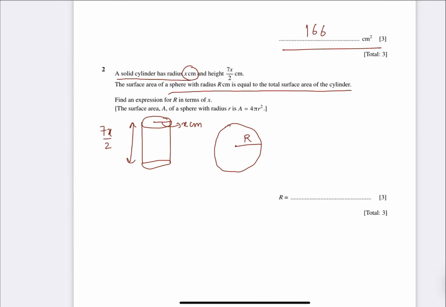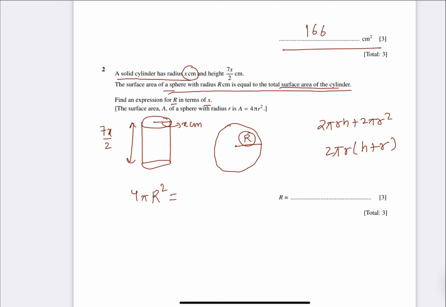First, try to know what the question is saying. Try to decode the question as much as you can and write it down on the paper. Then answer it. Before that, don't answer. Find an expression for r in terms of x. We know the surface area of a sphere is 4 pi R square, equals the total surface area of the cylinder. What is the total surface area of a cylinder? It is 2 pi R H plus 2 pi R square, that is 2 pi R (H plus R).